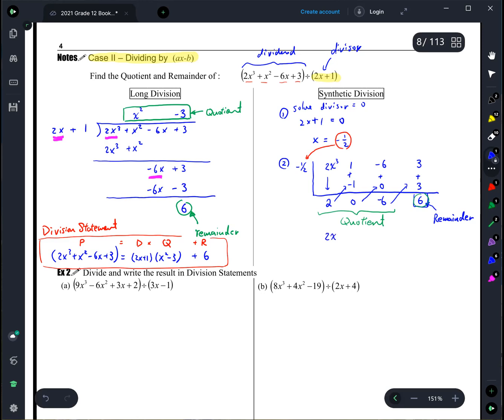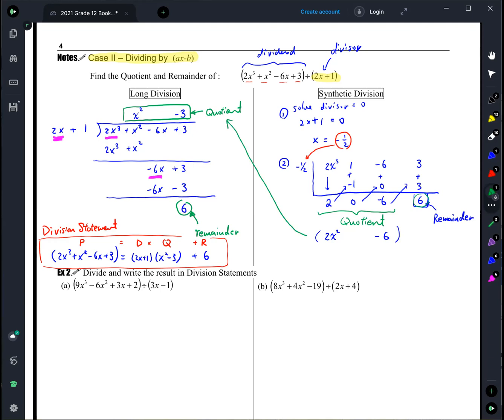We get 2x squared plus 0x minus 6. The 0x you don't need to show. So at the end, your quotient is just 2x squared minus 6. So we have this one as our quotient. But if you compare this quotient with the quotient that we got before, which was x squared minus 3, the one we got here is different.